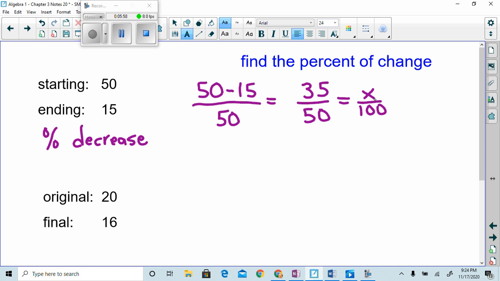Now, I could do cross products, but you can also notice a shortcut on this because these are equivalent, compatible, I should say, so that I can now say times 2 times 2, and that gives me 70 over 100, and any ratio to 100 is a percent, so that's a 70% decrease.